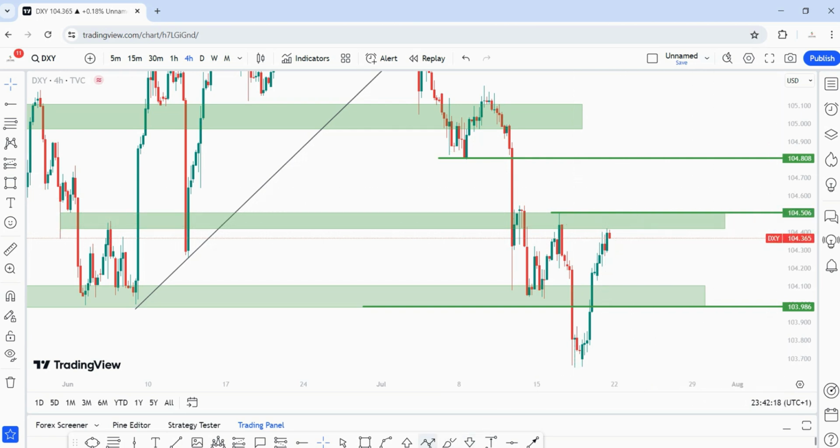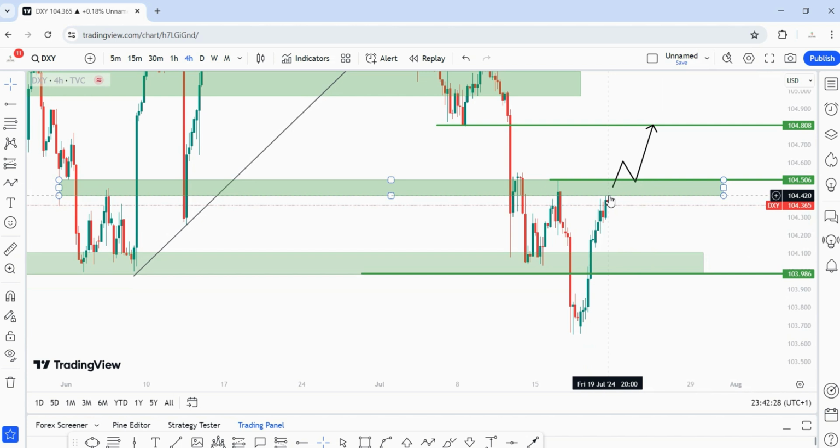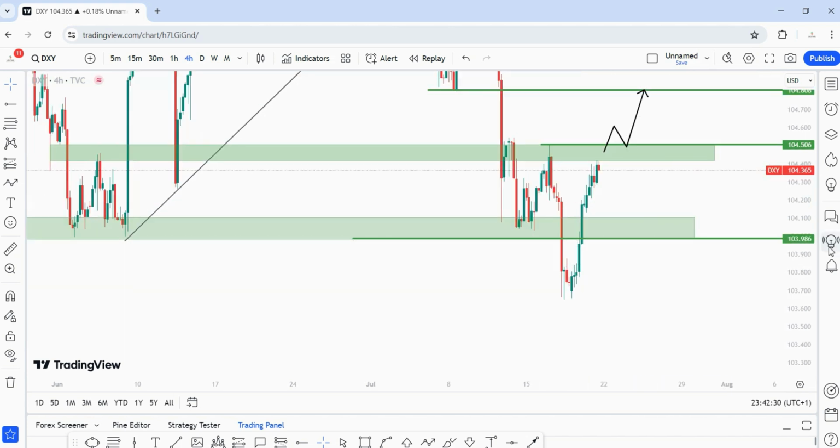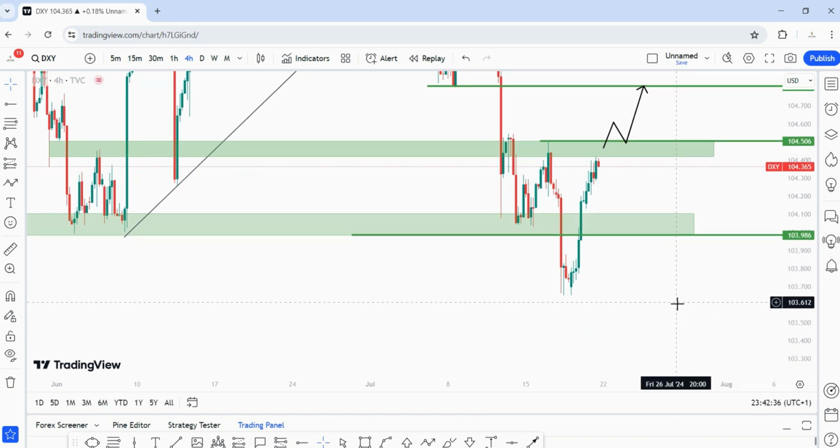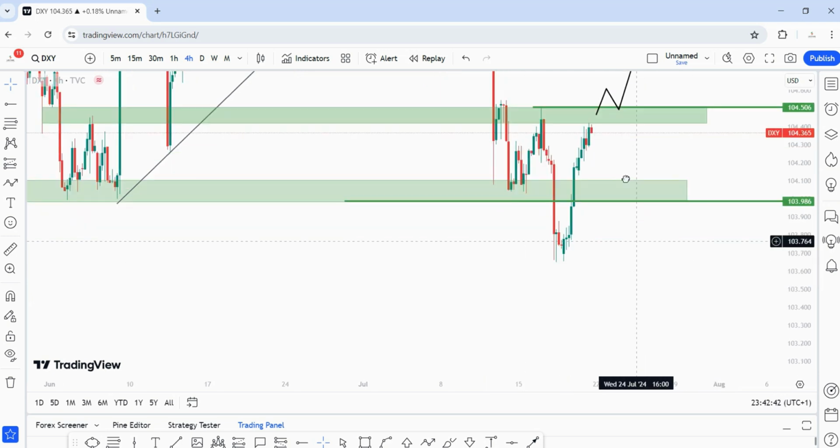All right, then when this happens, we can trade into this zone as my bullish target, 104.808. However, if this zone holds and we continue lower and come back and break below 103.986, it means we may most likely see our weekly bearish candle close below that zone, which will cement our bearish move to the downside.